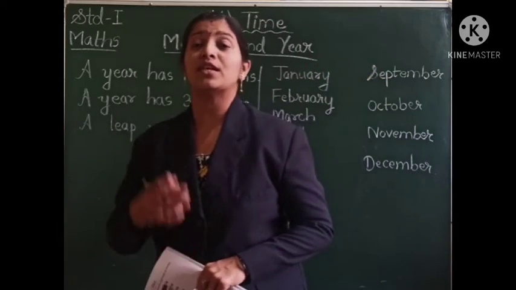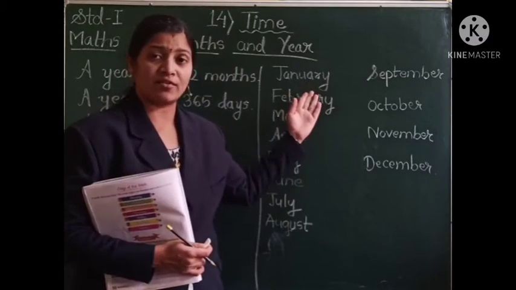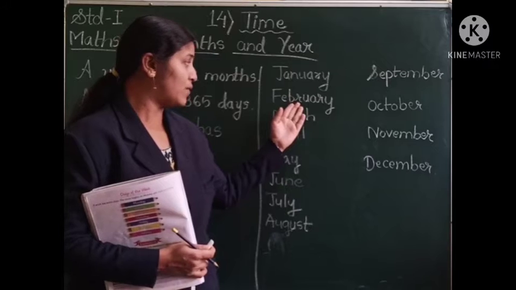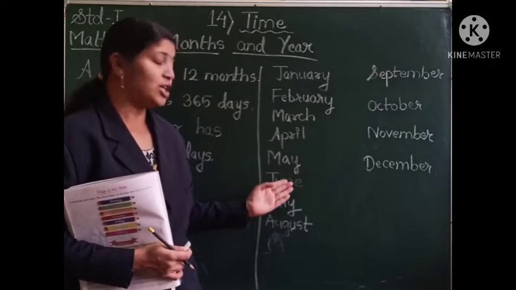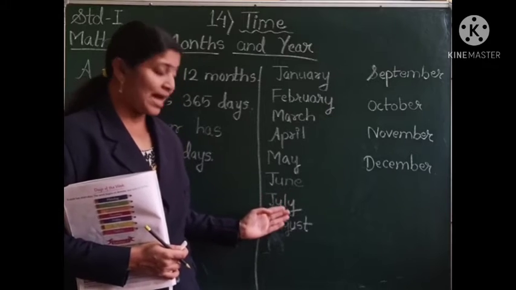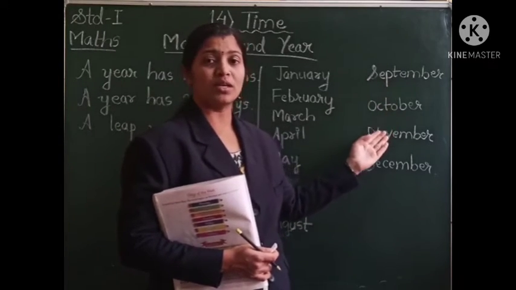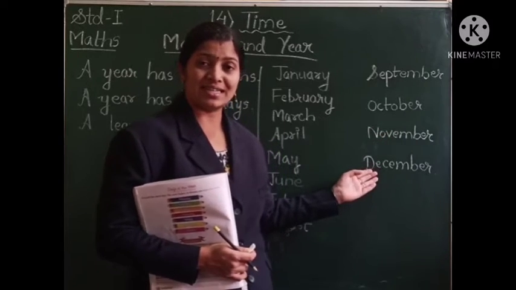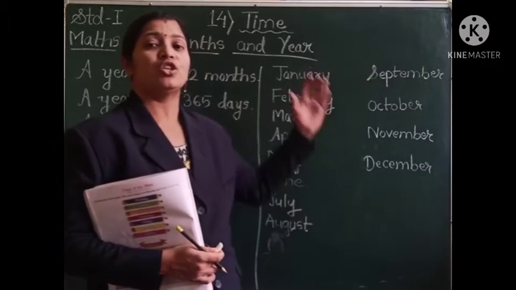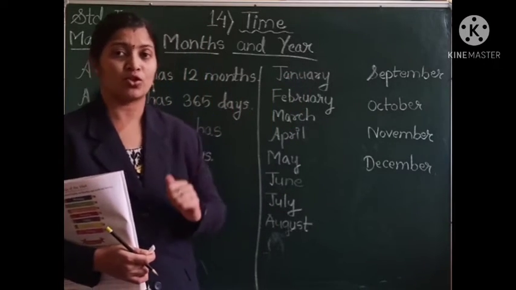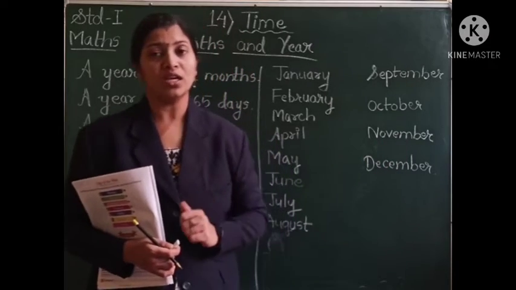Now let us see which are the months of the year. So the first month is January, then comes February, March, April, May, June, July, August, September, October, November and December. So these are the 12 months of the year. January is the first month of the year and December is the last month of the year.